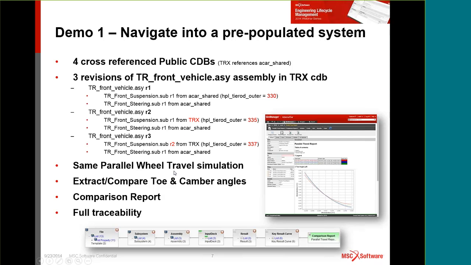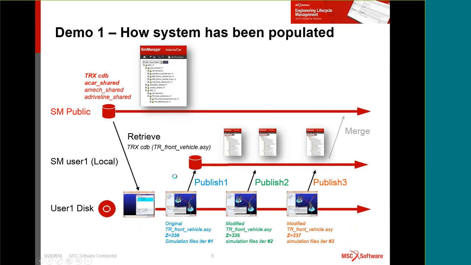We will run the same parallel wheel travel simulation for each, with the same parameters, and we will extract and compare toe and camber angles. We will build a comparison report inside SimManager, and we will see how SimManager is able to trace all the data in a consistent way. A few words about how the system was populated. We will come back to this later.